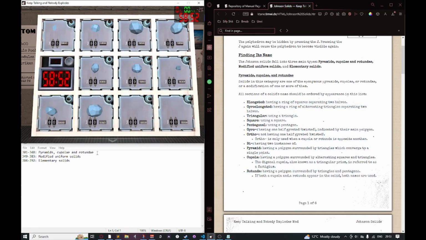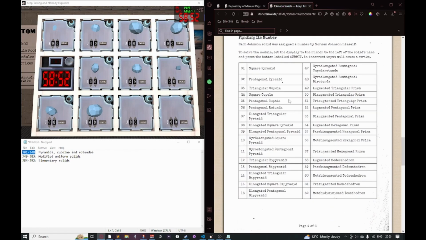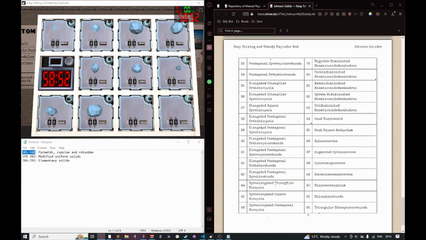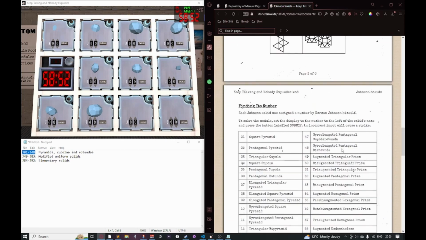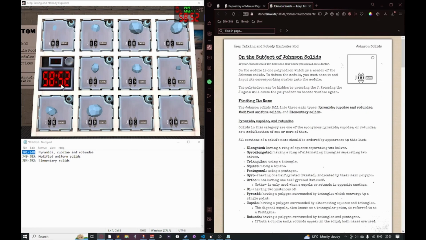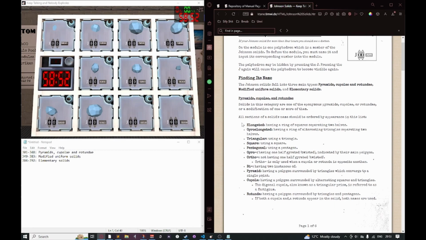For the first part of the tutorial, we're going to be looking at J1 through J48, which is just the first 48 solids in the manual. So that'll be all of this first column and these two shapes here, which is pyramids, cupolae, and rotundae. First of all, we're going to define pyramids, cupolae, and rotundae.